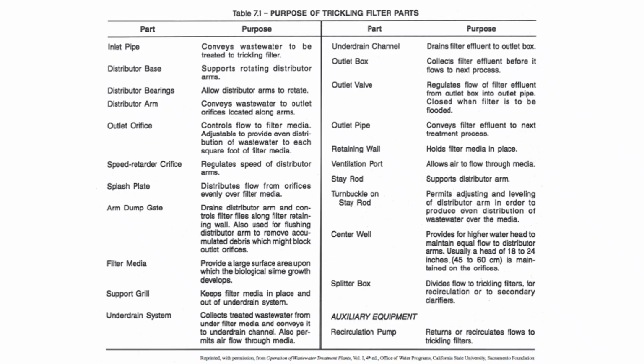And for level 3 and 4, you may see a bit of troubleshooting, like what do you do for an RBC in the event of a power failure? What are some of the nuisances you can see in a trickling filter? And we'll cover that. But that's the kind of stuff you'll see on a level 3 or 4.